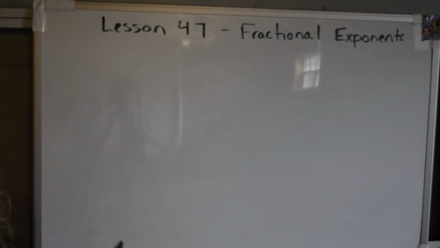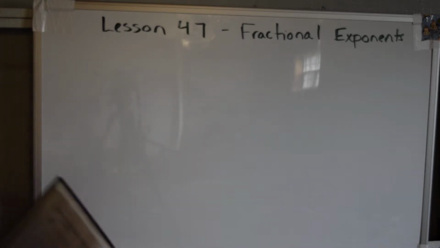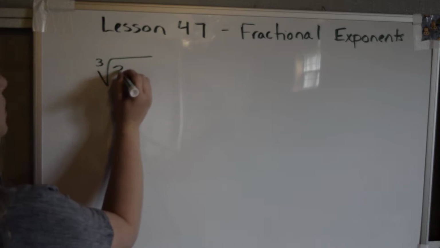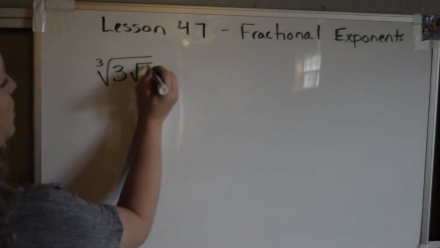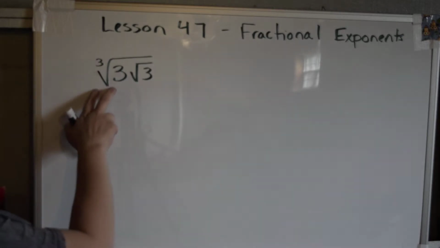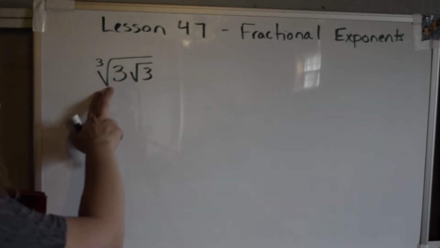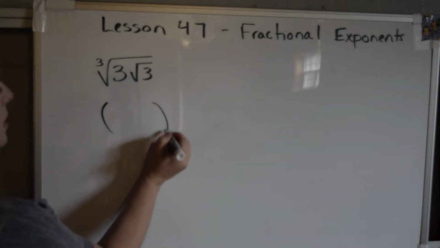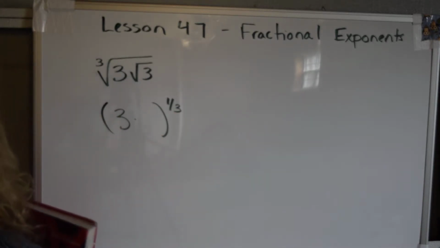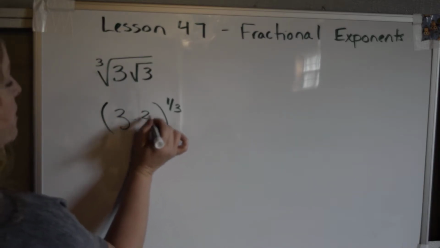Okay, we're going to begin the second part of lesson 47 with fractional exponents. I'm going to review what we learned in the previous lesson, and that was where we had the cube root of 3 square root 3. Remember that the cube root can be rewritten as a fractional exponent of 1/3. And then square root can be rewritten as a fractional exponent of 1/2.